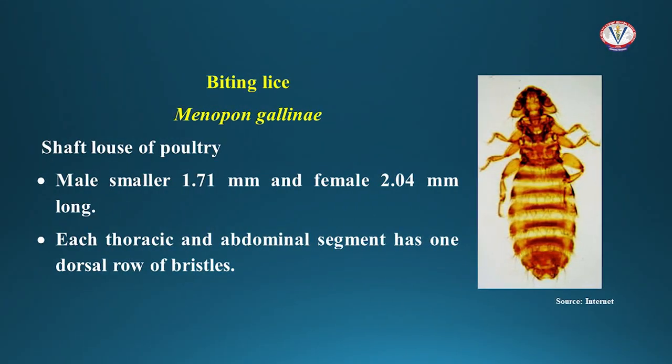Important biting lice: Menopon gallinae, the shaft louse of poultry. The males are smaller than the females and each thoracic and abdominal segment has one dorsal row of bristles.